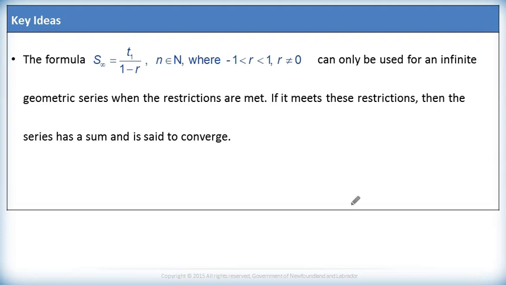In conclusion, key ideas. The formula S sub infinity equals t sub 1 over 1 minus r, where n is a natural number, provided it passes this test. The r value between -1 and 1, r can't be 0. If it meets these restrictions, then the series has a sum and it is said to converge.